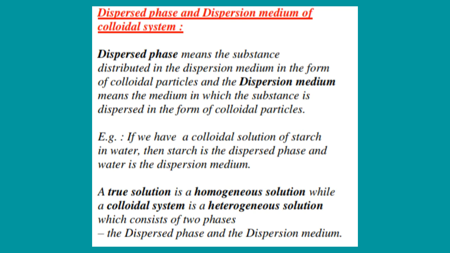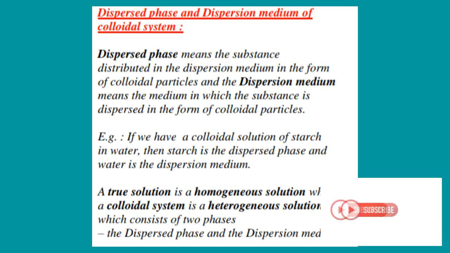What are dispersed phase and dispersion medium? Dispersed phase means the substance distributed in the dispersion medium in the form of colloidal particles in the particle size of 10 angstrom to 1000 angstrom. And the dispersion medium means the medium in which the substance is dispersed in the form of colloidal particles.